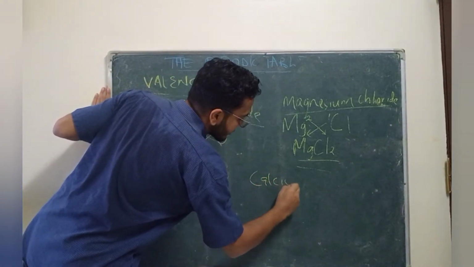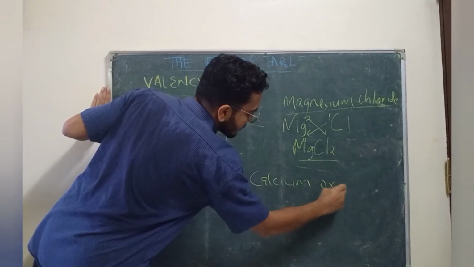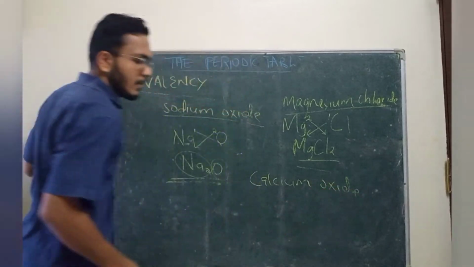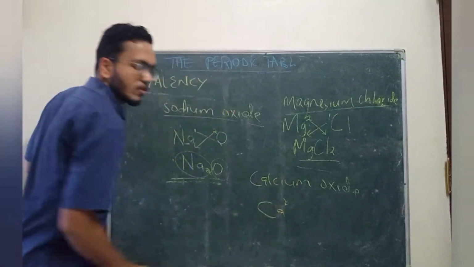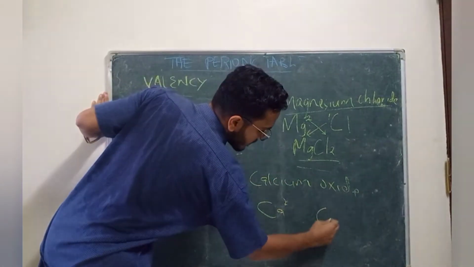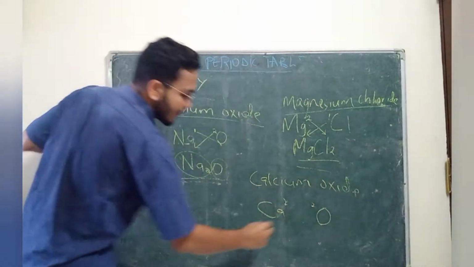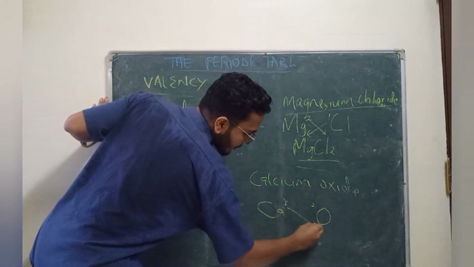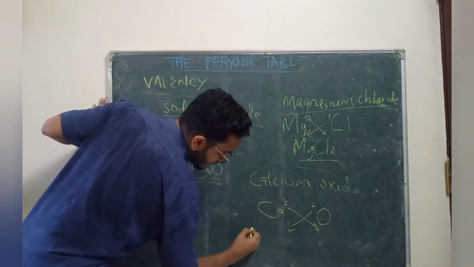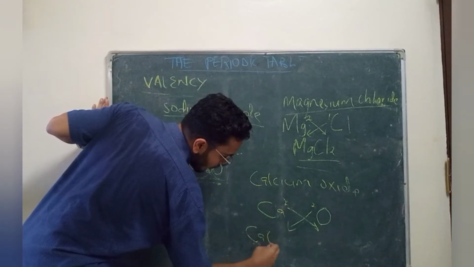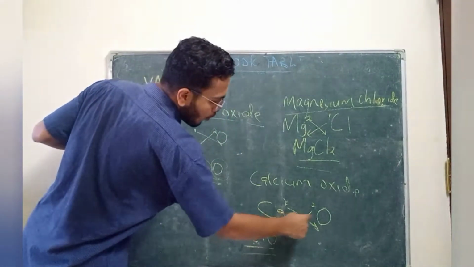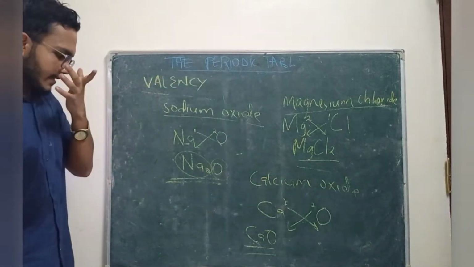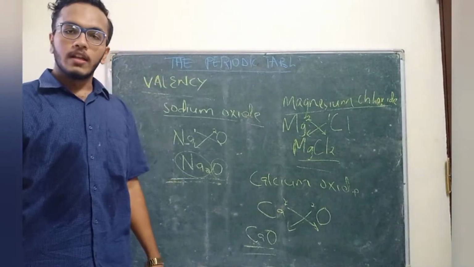Calcium oxide. What is the valency of calcium? Calcium is valency 2. What is the valency of oxygen? Oxygen is valency 2. And if you exchange these two, it gives you CaO, because Ca2O2, so both the 2 and 2 cancel. So it gives you CaO.